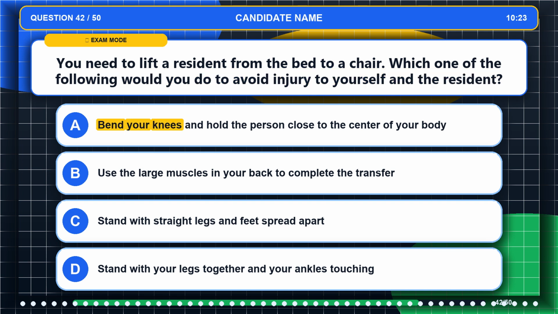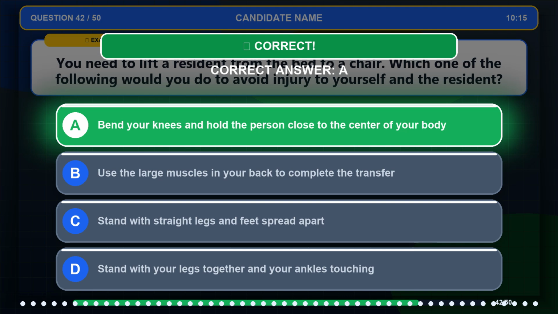Option A, bend your knees and hold the person close to the center of your body. Option B, use the large muscles in your back to complete the transfer. Option C, stand with straight legs and feet spread apart. Option D, stand with your legs together and your ankles touching. The correct answer is option A, bend your knees and hold the person close to the center of your body.